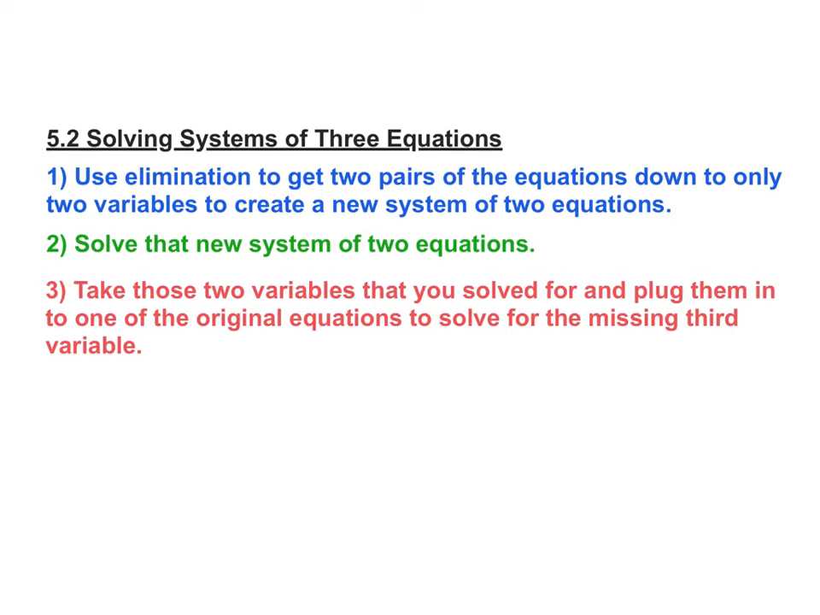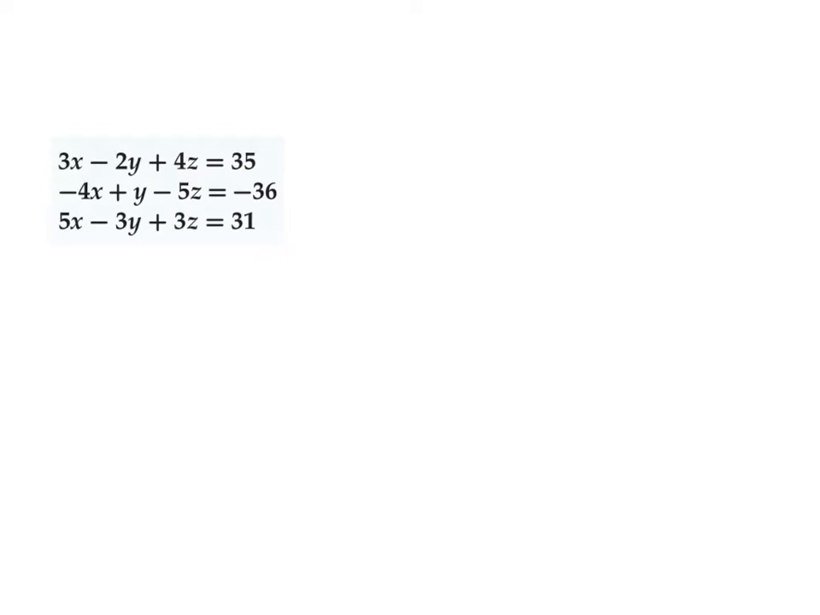Let's look at a problem. So here's kind of what we're talking about. So 3 equations, 3 variables. The key thing is understanding that no matter how many variables you have, you have to have at least that many equations in order to solve. So when we were doing systems of 2 equations, we needed 2 equations to solve for 2 variables. When I have 3 variables, I need 3 equations, like we have here. Okay.